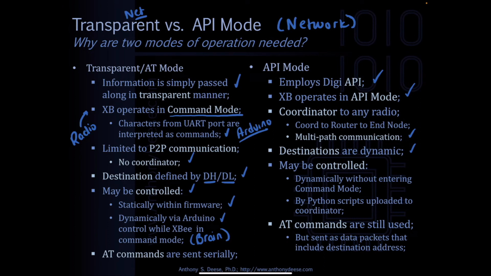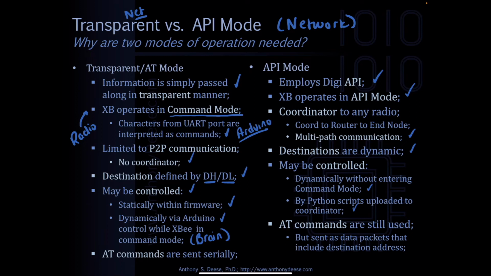When we're in API mode, the destination may be controlled dynamically without entering command mode by Python scripts that are uploaded to the coordinator. My goal here is really just to provide an introduction to the differences between transparent and API modes. So if you don't fully understand it right now, that's okay. At least you understand that there is a difference. And when we get to the individual modules in this group of modules on XBee, that will make more sense.